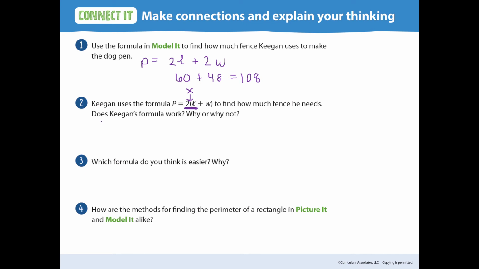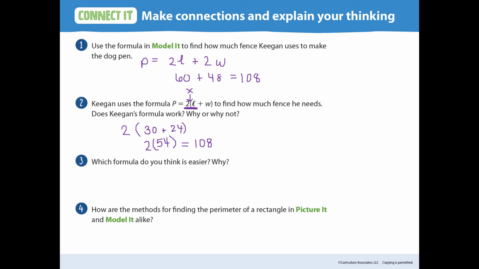So let's try that out. So we have 2 times, and the length was 30, plus the width was 24. Okay. And so if I have 30 plus 24, that's going to give me 54. So if we write that in with the rest of our problem, we have 2 times 54. And when we do that math, we get 108 still.